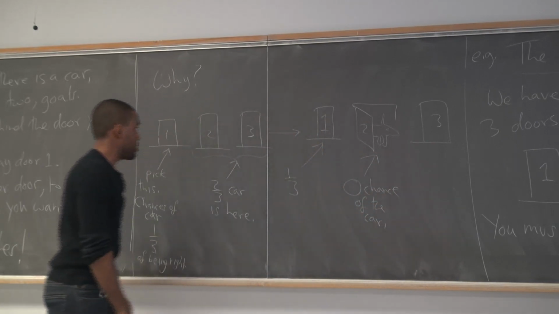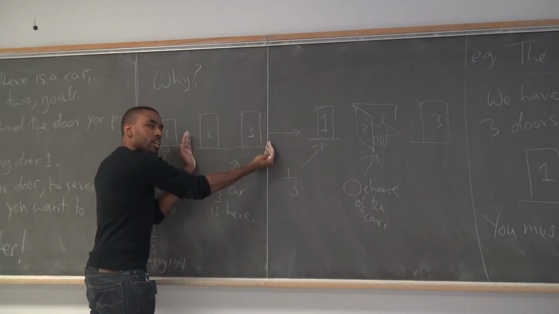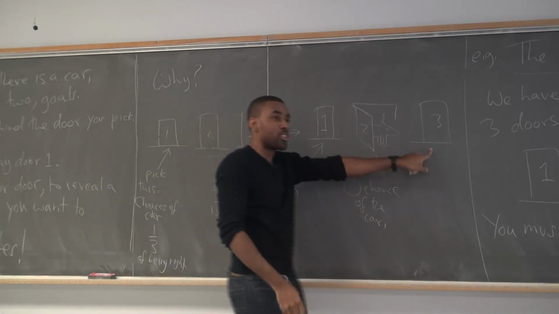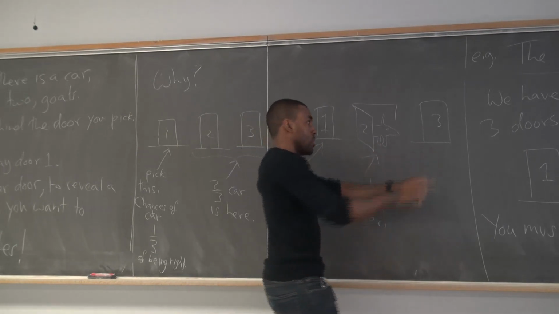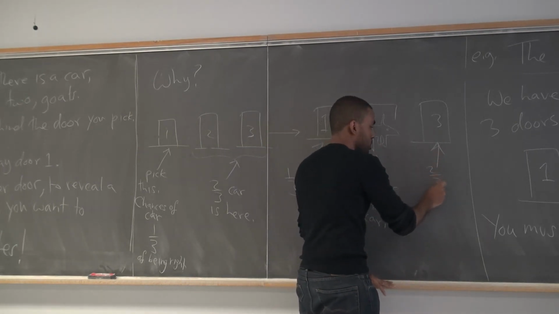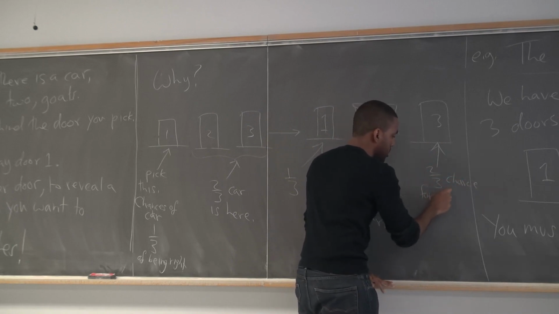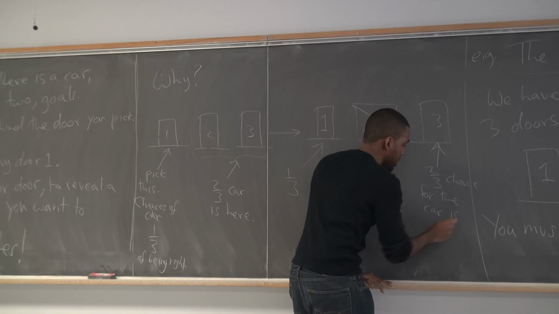So that's 2/3. Which means, if there was 2/3 over there, and this door is not a factor, there's actually a 2/3 chance concentrated on this door alone. That means the 2/3 chance for the car is concentrated here.